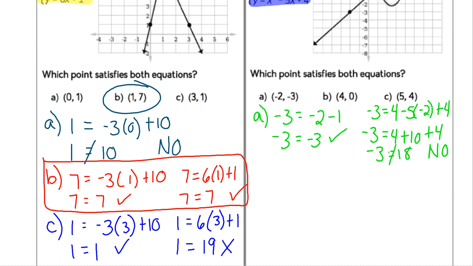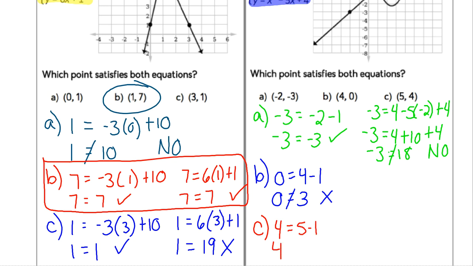Let's check B now. So for B, if I plug in that y coordinate, I would have 0 equals 4 minus 1. That would be 0 equals 3. That is not the solution because 0 does not equal 3. So let's check C now. For C, my x-coordinate is 5, my y-coordinate is 4. So when I plug those in, I would have 4 equals 5 minus 1. That does work. Now we just need to make sure it works in the second one. So we have 4 equals 5 squared is 25.